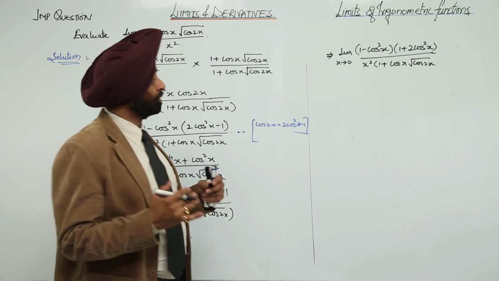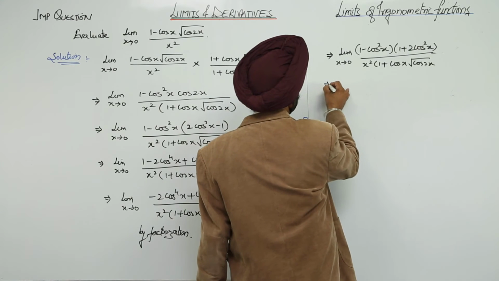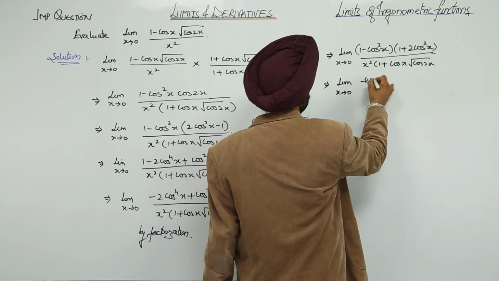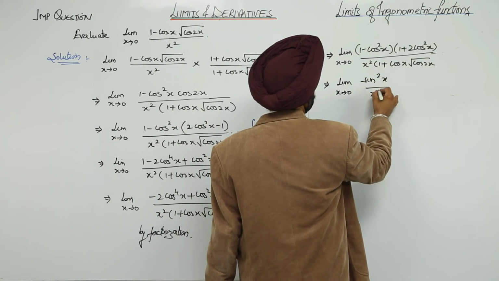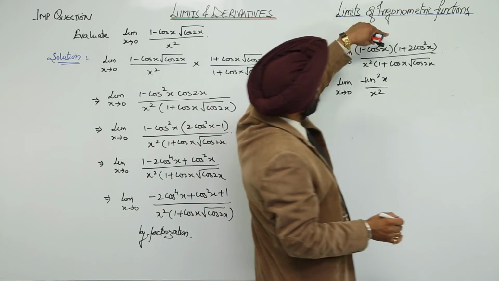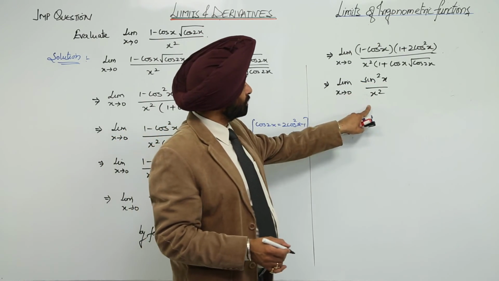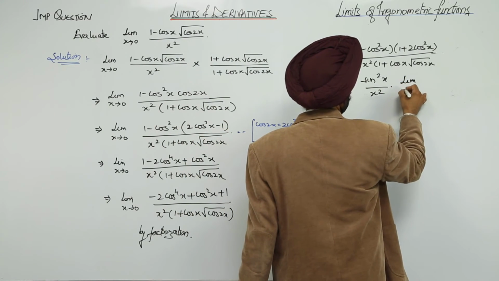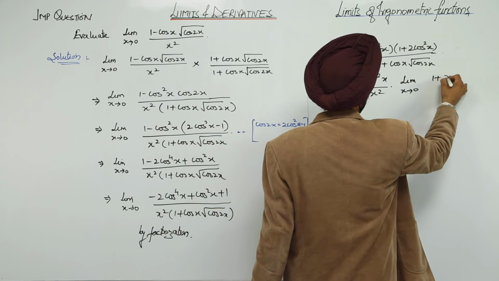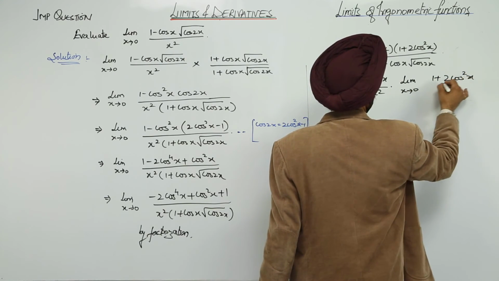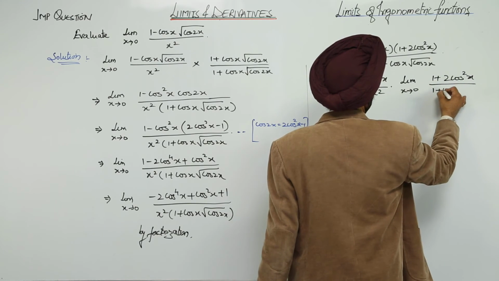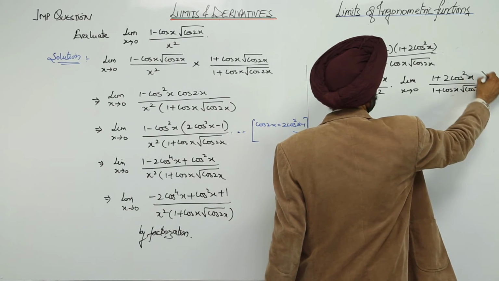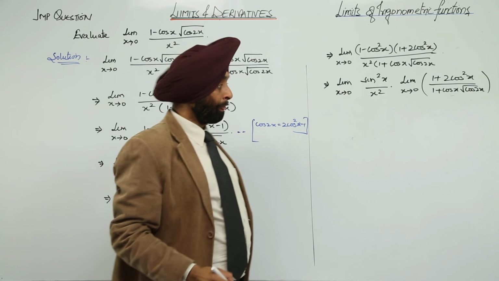Now, we can just split it. We can write it limit x approaches to 0, sin square x upon x square. 1 minus cos square x is what? Sin square x. So, sin square x upon x square times limit x approaches to 0, 1 plus 2 cos square x upon 1 plus cos x square root of cos 2x. Is it clear?